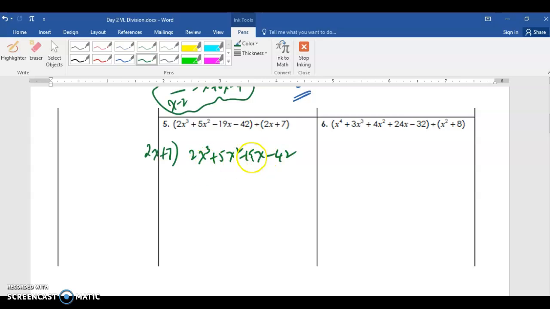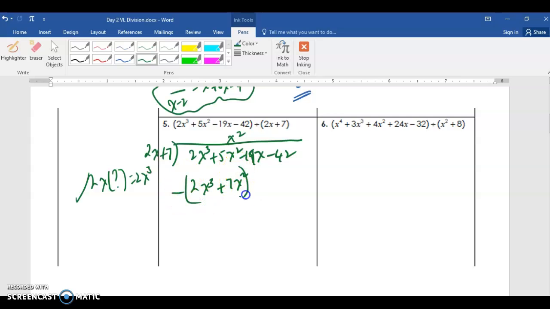It's in standard form. There are no missing terms. It's all good. And now let's get started. So 2x times what is 2x cubed? Each time you don't have to write these, but after a while I'm not going to. It's all mental math. 2x times what is 2x cubed? Just x squared, sorry, x squared. So x squared times 2x is 2x cubed. x squared times 7 is 7x squared.